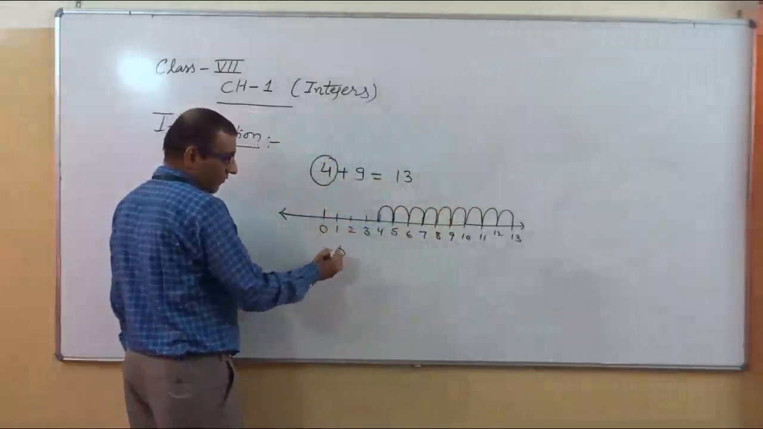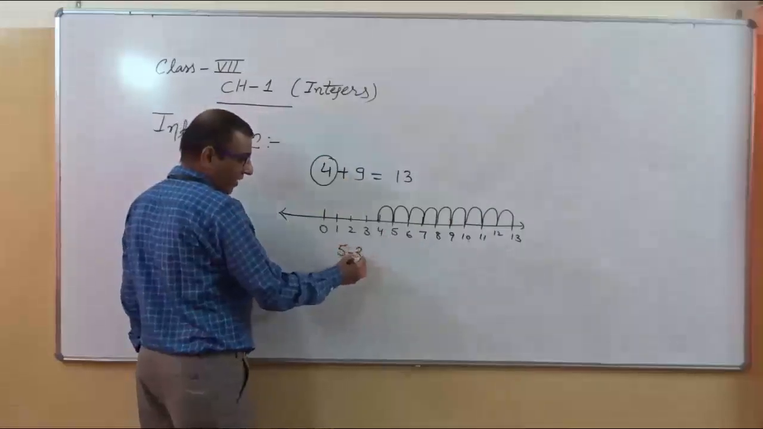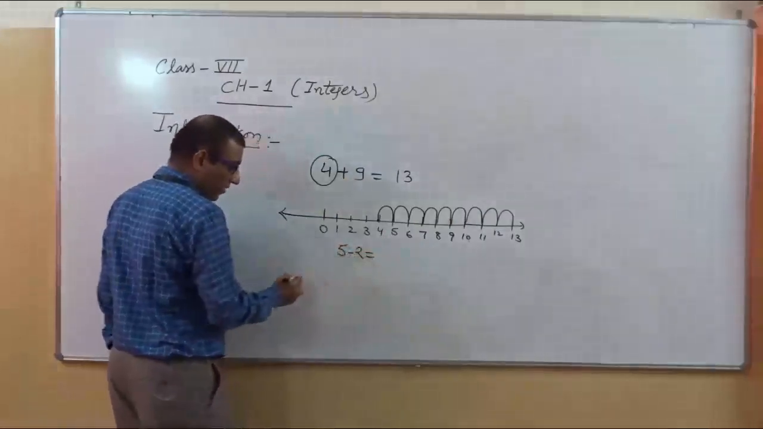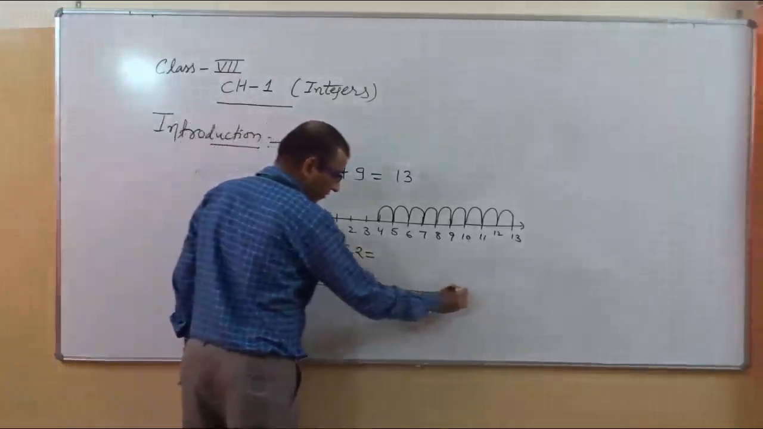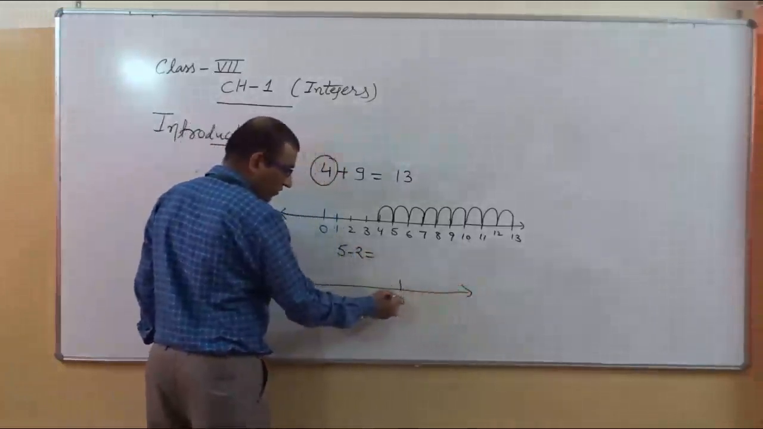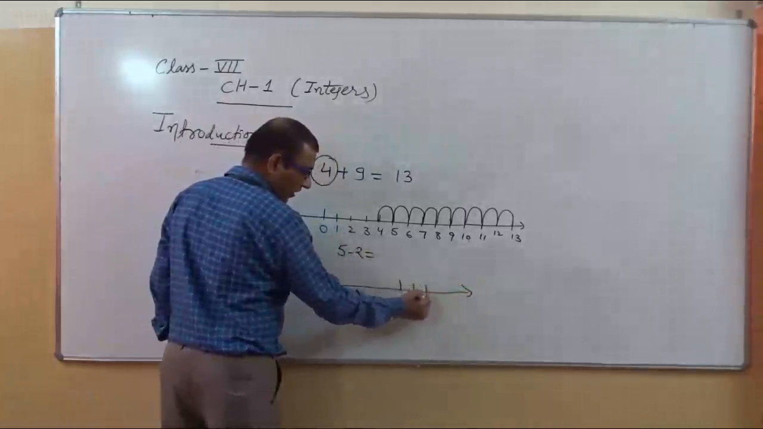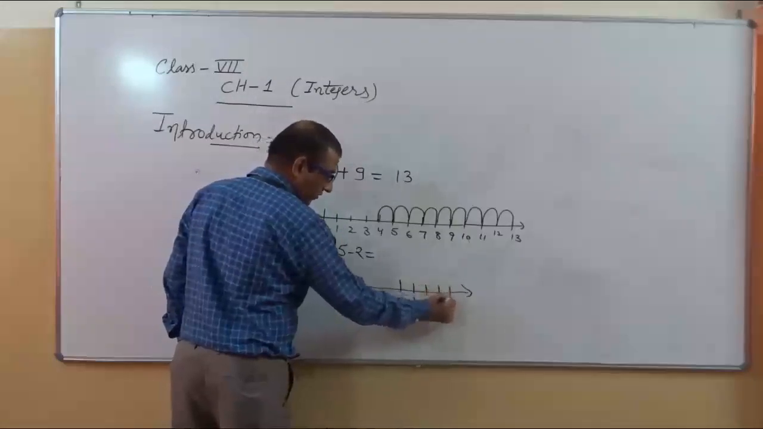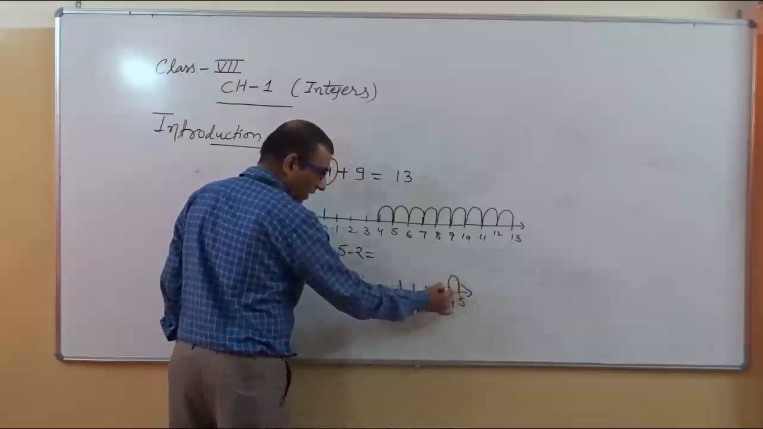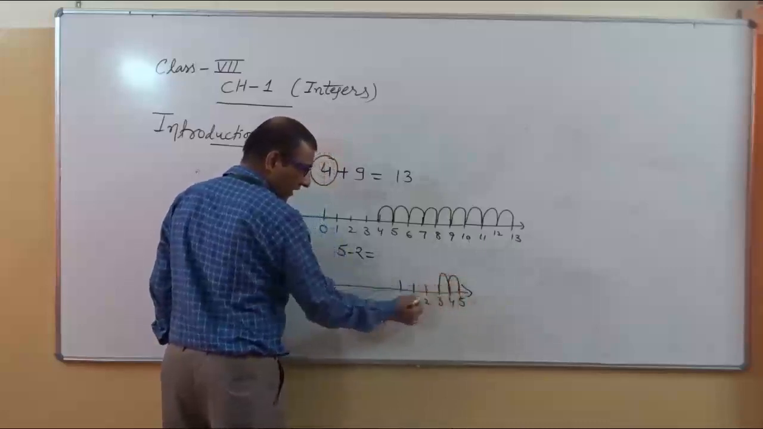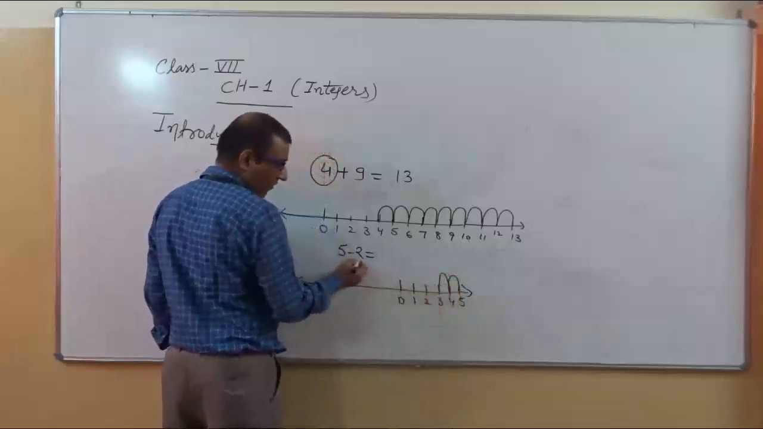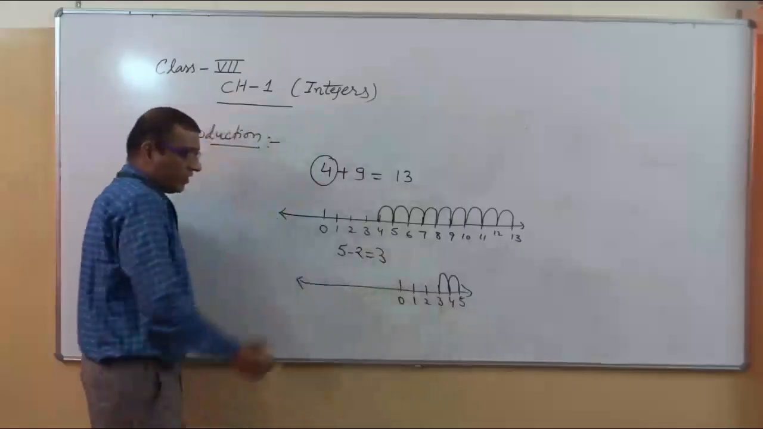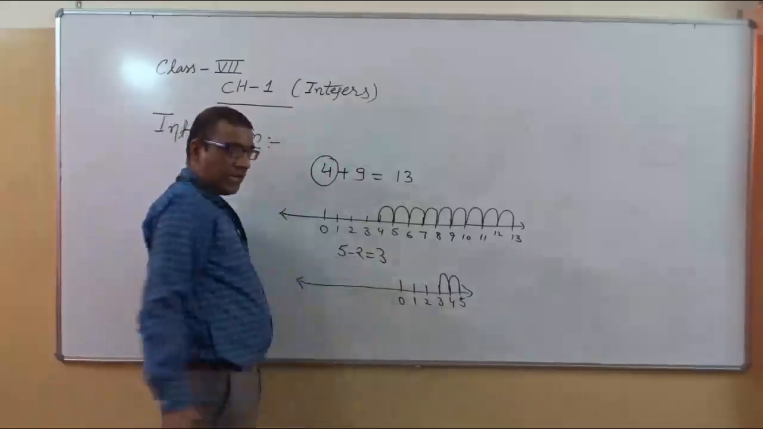For example, if I am writing here 5 minus 2, what does it become? So if you want to represent it with the help of the number line, what will you do? For example, this is your 1, 2, 3, 4 and 5. So we will start from here. On the left hand side of the number line, 1 step, then 2 steps. It means the value of 5 minus 2 is 3. So we will show subtraction with the help of the number line also.